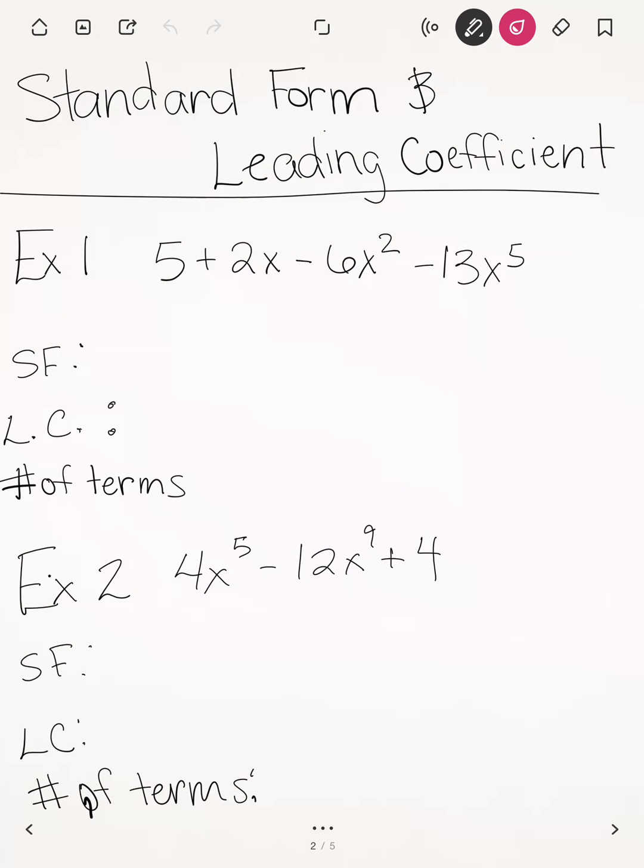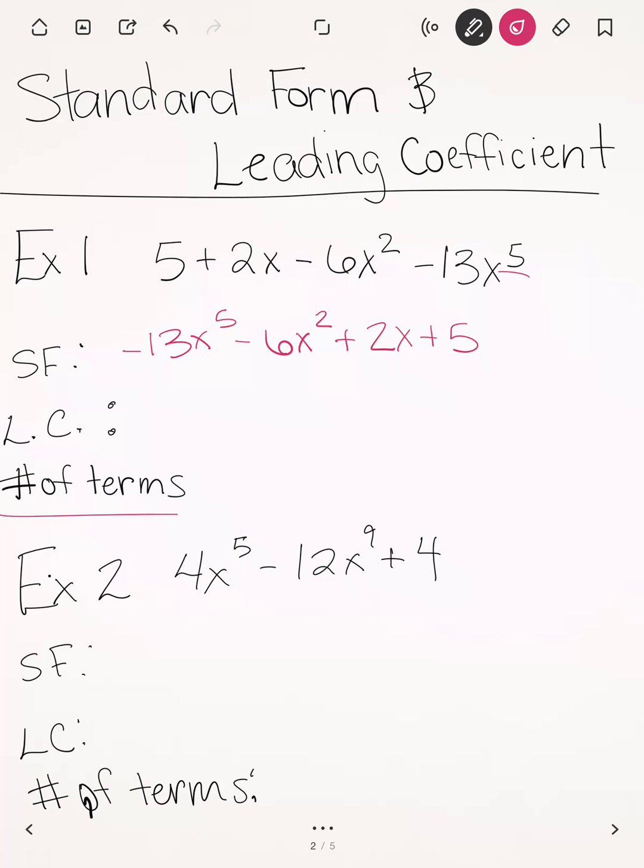Okay, moving on to standard form and the leading coefficient, and I added number of terms. To put the equation into standard form, we need to go from greatest to least with our exponents. So my biggest exponent in this example 1 is a 5. So negative 13x to the 5th goes first. And then the next smallest one is a negative 6x squared plus 2x plus 5. So again, if you notice, my exponents are descending. They're going from the biggest to the smallest.